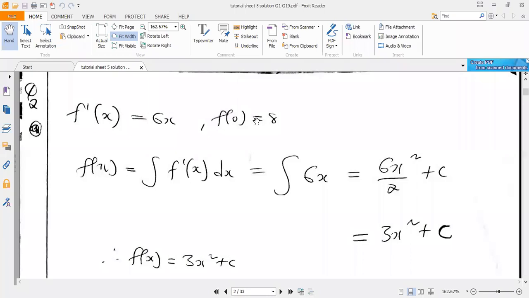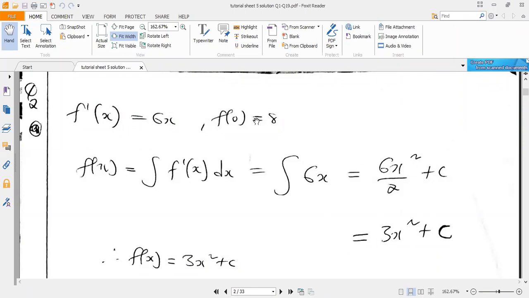So what they simply mean by saying f prime of x is equal to 6x, they are telling us that the differential of f of x is given by 6x. But then we realize that f of 0 is equal to 8, meaning before they differentiated the equation, f of 0 was giving 8 as the final answer. And then after you differentiate, you are remaining with 6x as your new equation.